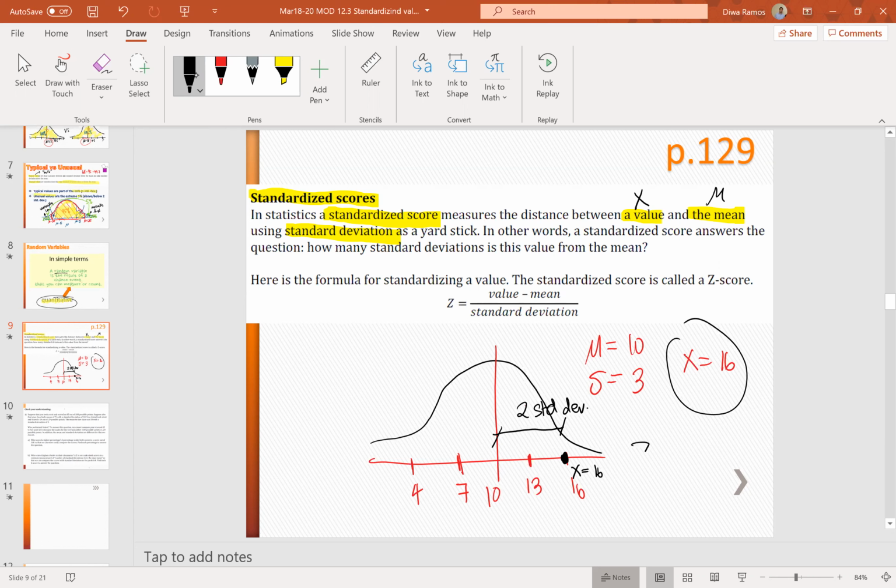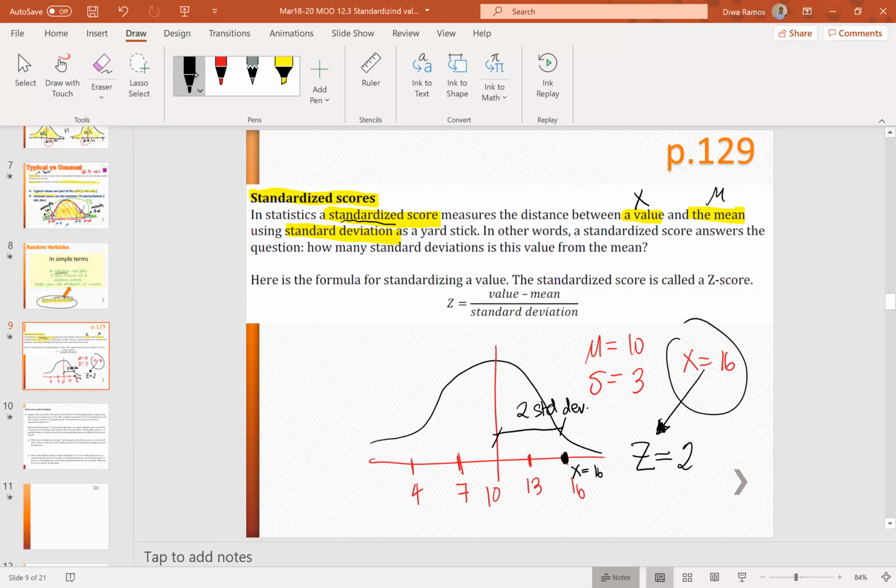In that case, we can say that the z-score of 16, when we standardize it, is 2. 2 standard deviations away from the mean. That's how far 16 is from 10. It's 2 standard deviations away from the mean.